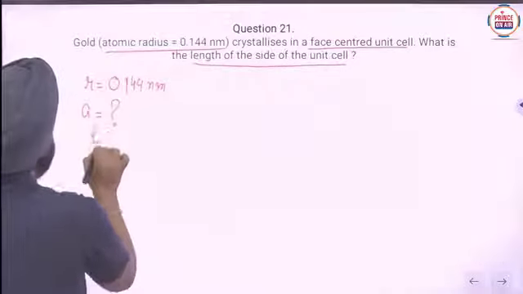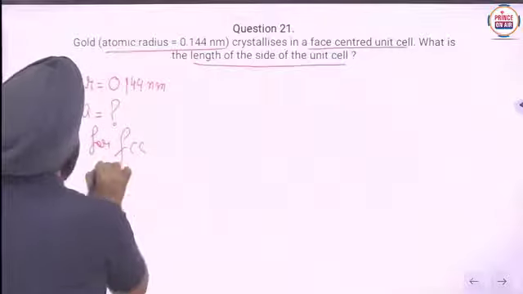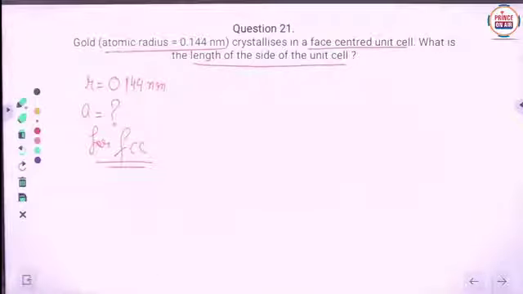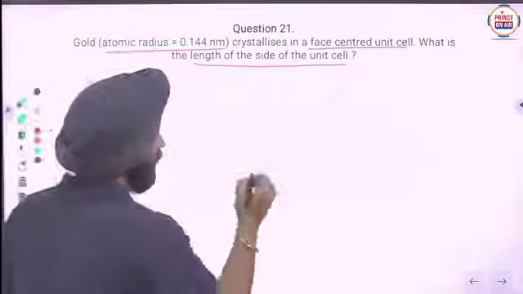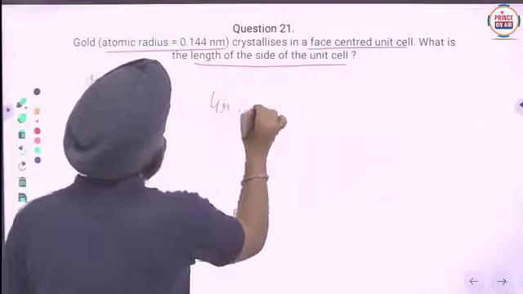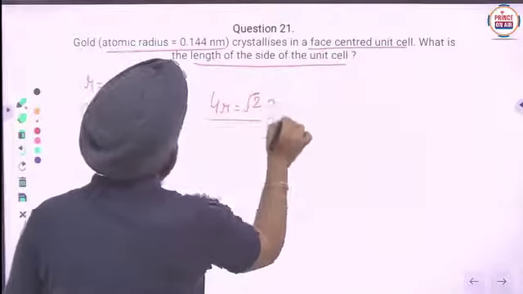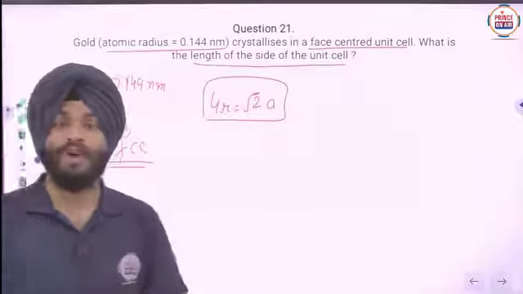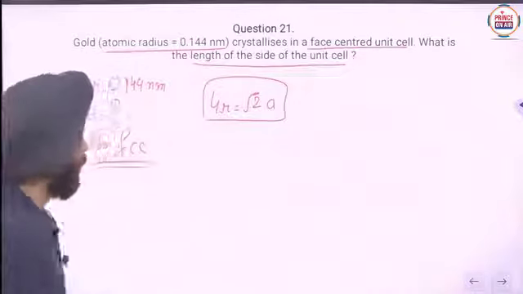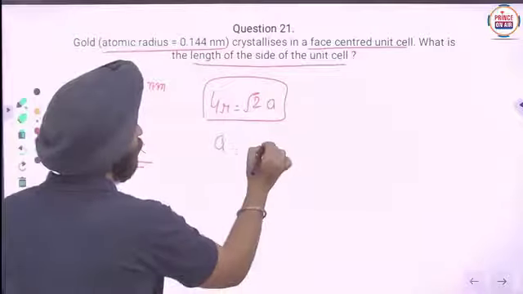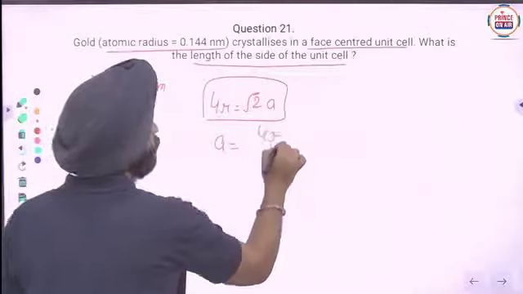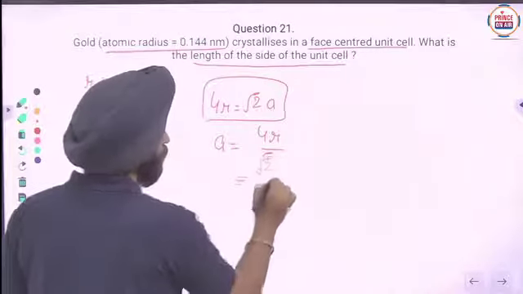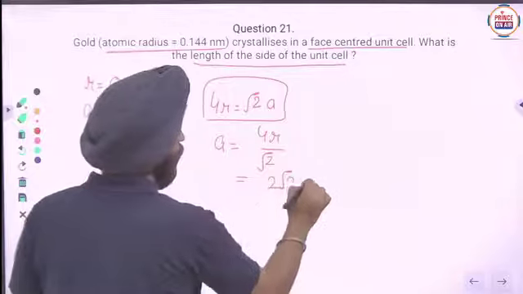So for FCC, what is the relationship between the edge length and radius? That is 4R is equal to root 2 a, I think so. We have to calculate the value of a. Now from here, 4R is equal to root 2 a, so a is equal to 4R upon root 2, which comes out to be 2 root 2 R.